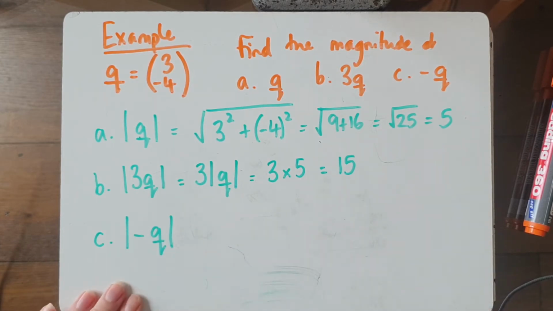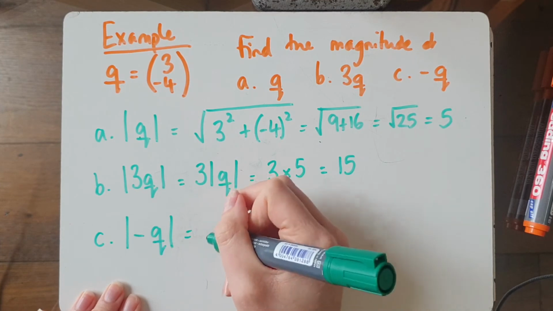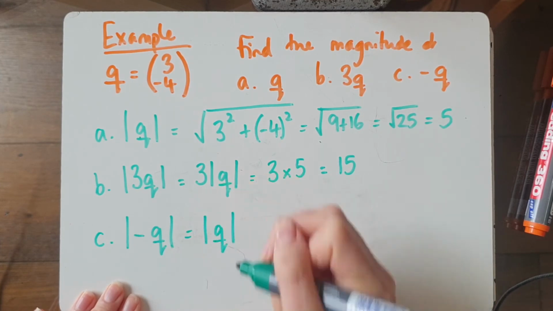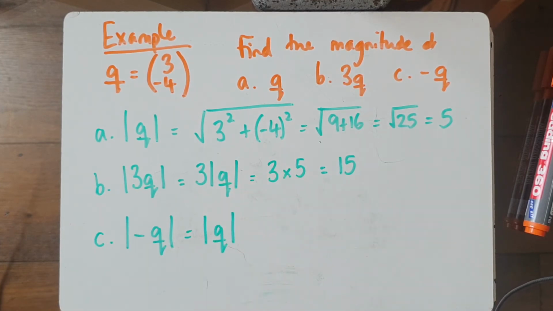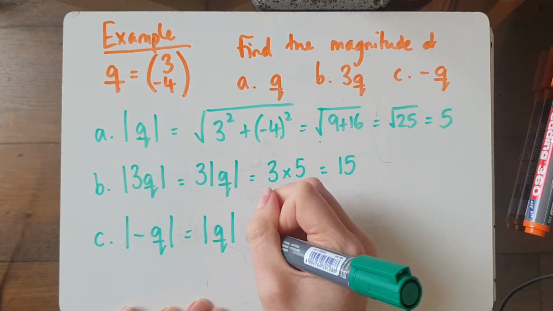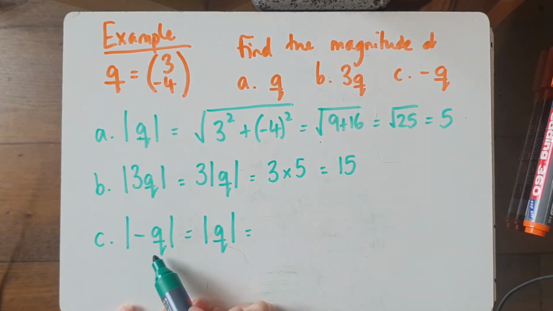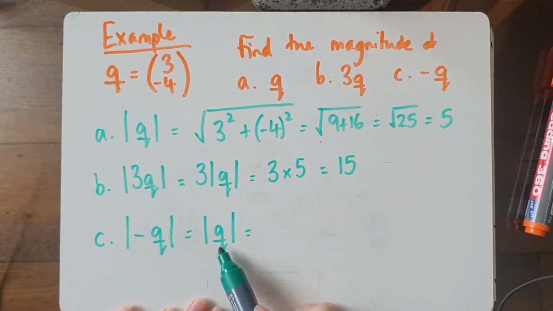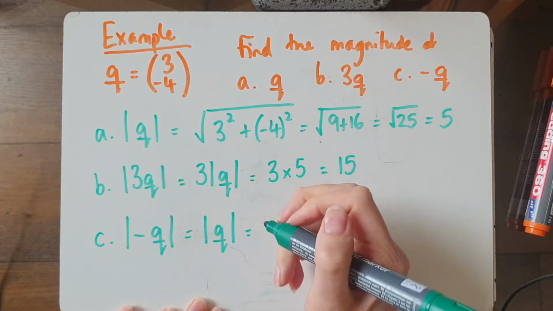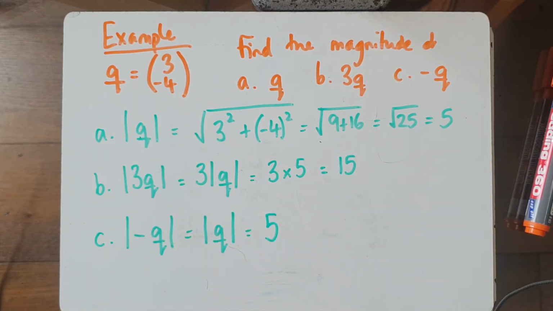Same thing happens with vectors. The magnitude of a negative vector is exactly the same as the magnitude of the same positive vector, because magnitude is just size and you can't have negative size. So the magnitude of negative q is the same as the magnitude of positive q, and we found that up here, so that is 5.